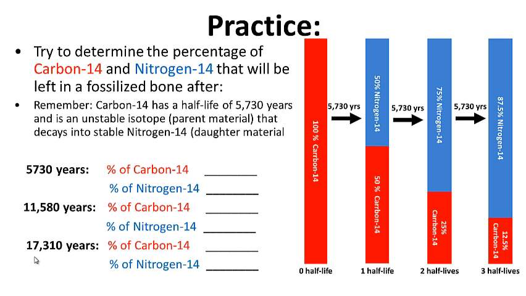Okay, let's see how you did. After one half-life, 5,730 years, 50-50. After 2 half-lives, or 11,580 years, 25% carbon-14, 75% nitrogen-14. And after 17,310 years, we have 12.5% carbon-14 and 87.5% nitrogen-14. Hopefully you did pretty good on those.